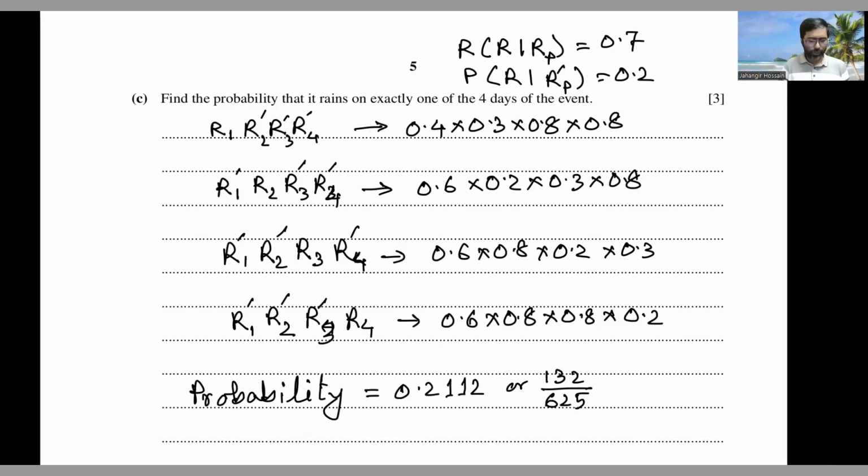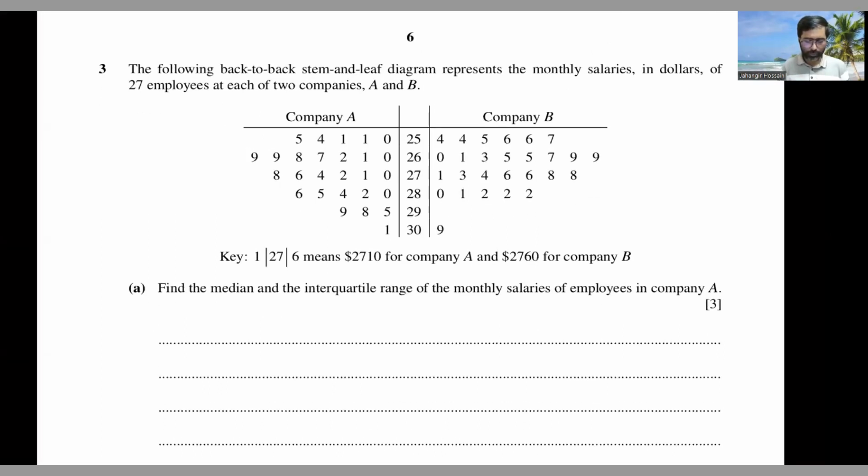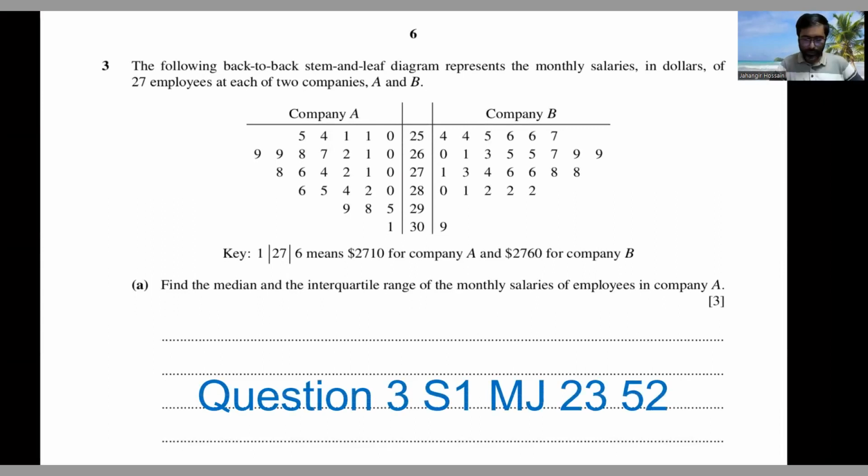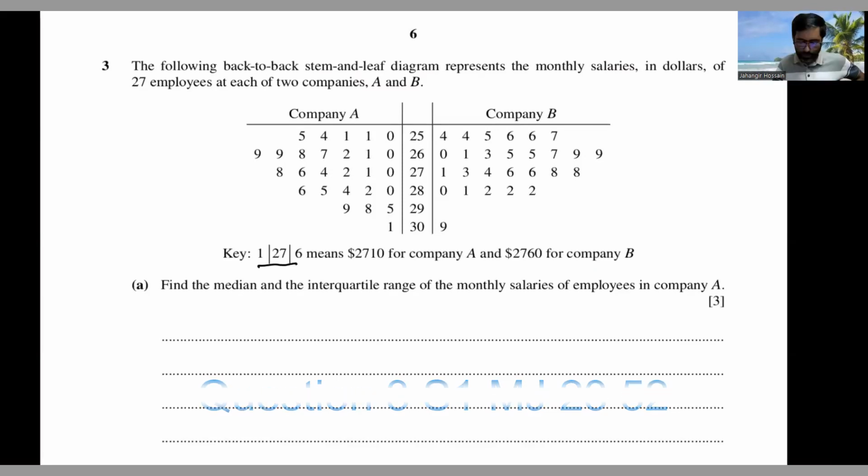Now let's move on to the next question. The next question, we have question 3. We have a back-to-back stem and leaf diagram, and this stem and leaf diagram represents the monthly salaries in dollars of the 27 employees at each of the two companies, A and B. The key is 27 in the stem, 1 on the left side, 6 on the right-hand side. Right side means 2710 for company A and 2760 for company B.